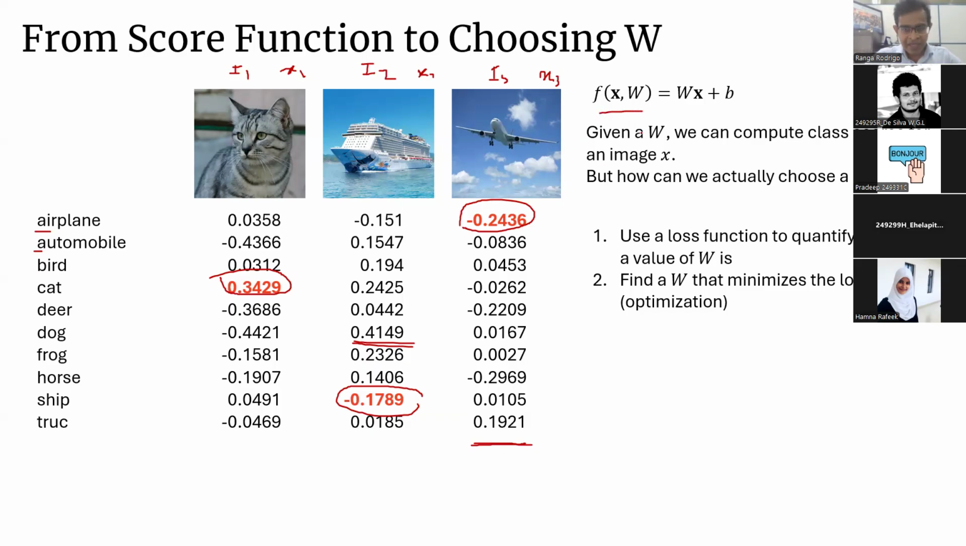That's the score. Given a W, we can compute the class score for an image X. But how can we actually choose a good W? So what we do is use a loss function to quantify how good the value of W is. Find W that minimizes the loss function. This is optimization. Usually in our class, we use backpropagation or gradient descent for that. But before that, we need the loss function. How to quantify whether a W is good or bad.